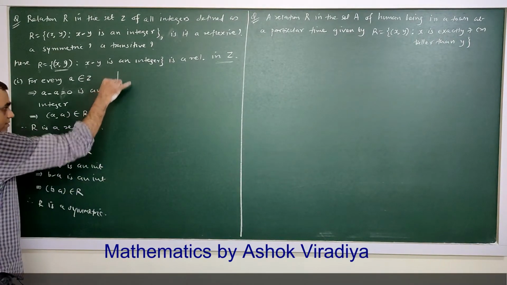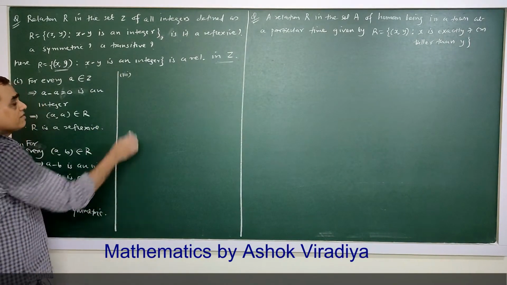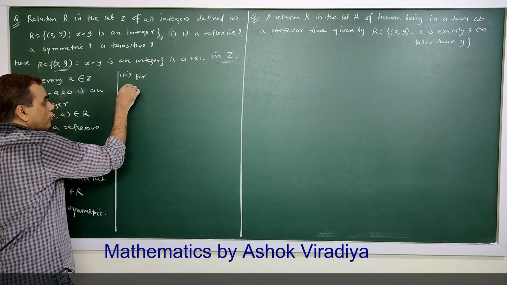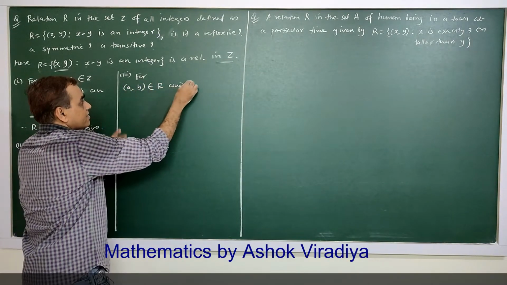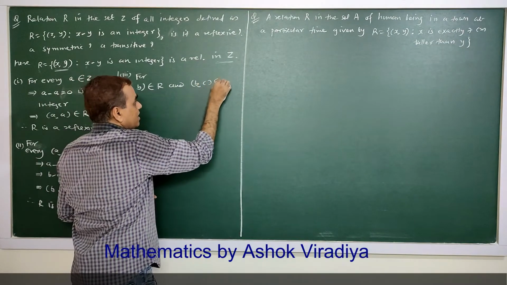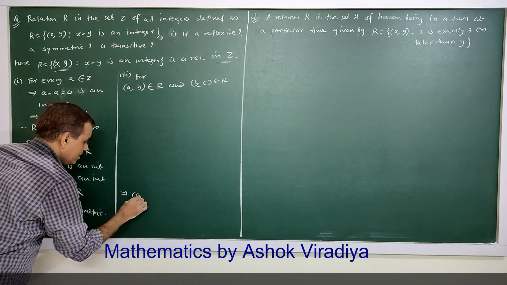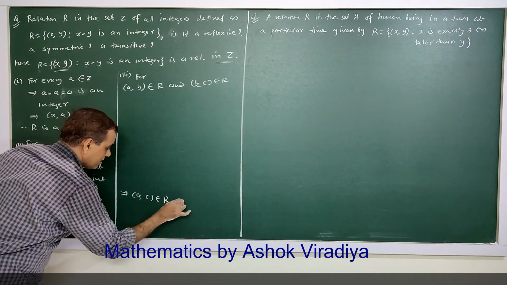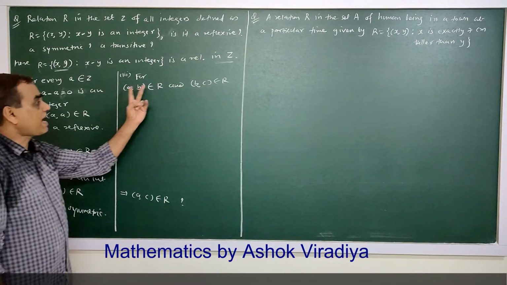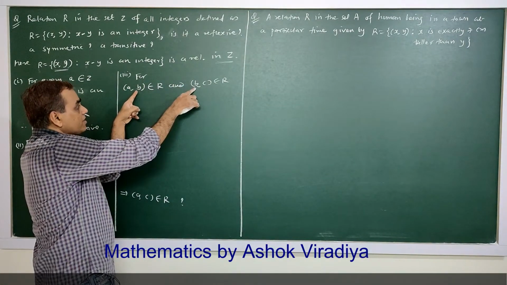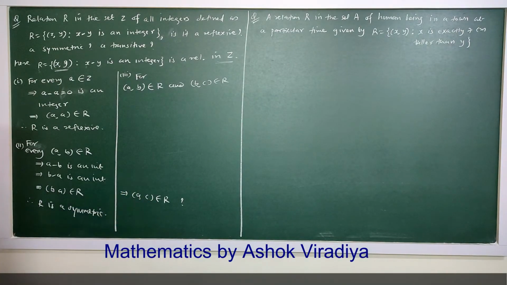Third property. In the third property, what do we do? We take all those elements for which AB is in R and BC is in R, and we want to check whether AC is in R. So we are checking for all those pairs of elements in which B is common. If AB is in R and BC is in R, does AC belong to R?